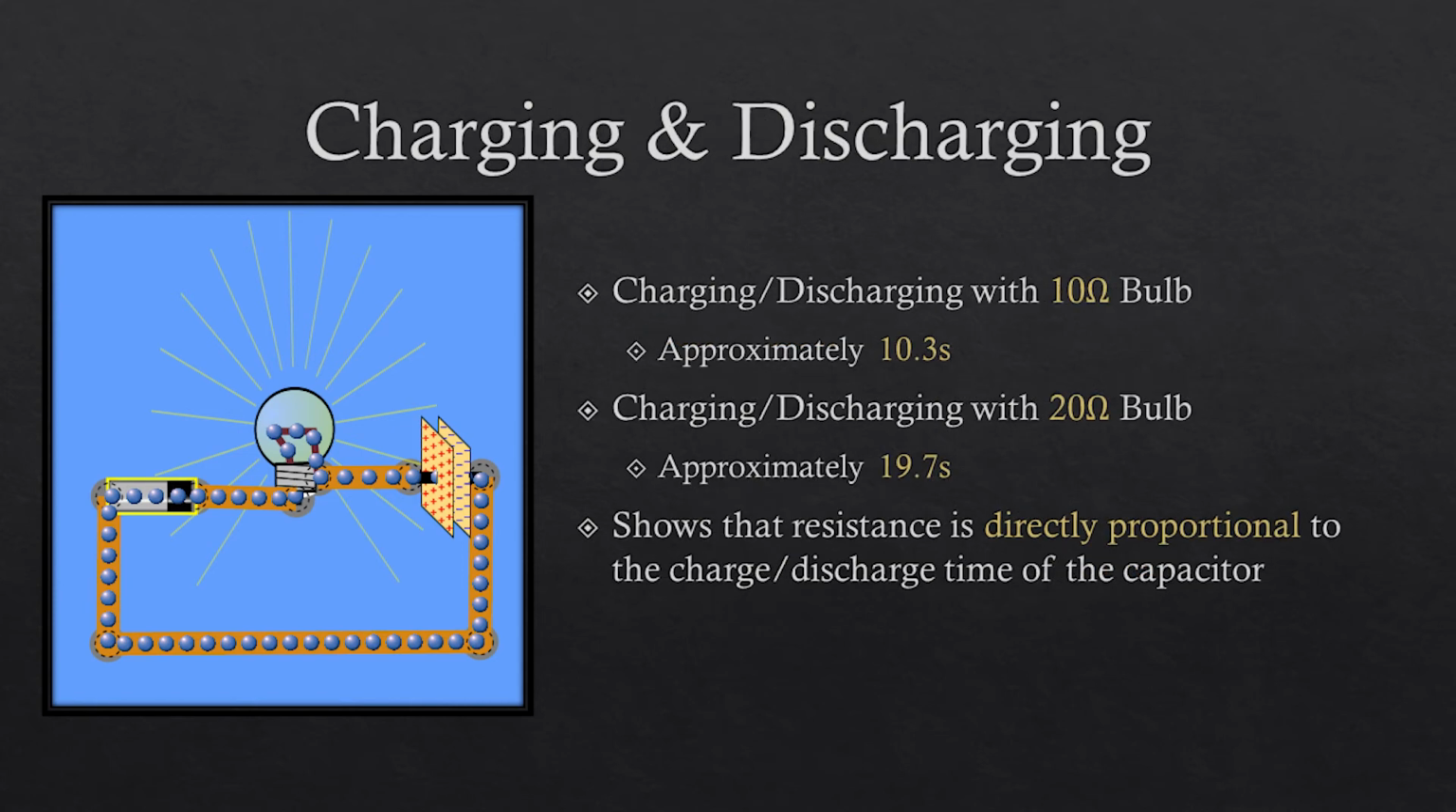Another thing we can notice is the relationship between resistance and the time it takes to charge and discharge a capacitor. So with a 10 ohm bulb, it takes approximately 10.3 seconds to discharge or charge. By doubling the resistance, we double the time. So this shows that resistance is directly proportional to the charge and discharge time of the capacitor.